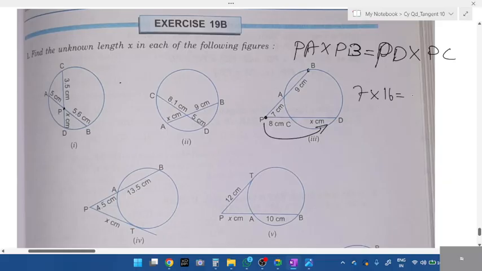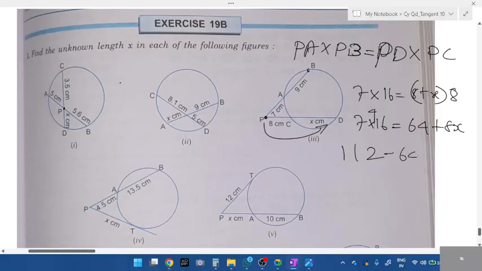What is PD? Not 8x. You are multiplying it. How do you add it? 8 plus x into, what is PC? 8. If you write 8x, that is wrong. 7 into 16, keep it as it is. Remove the bracket. 8 8s are 64 plus 8x. 7 into 16, you have to multiply. 7 6s are 42. 7 1s are 7, 112.